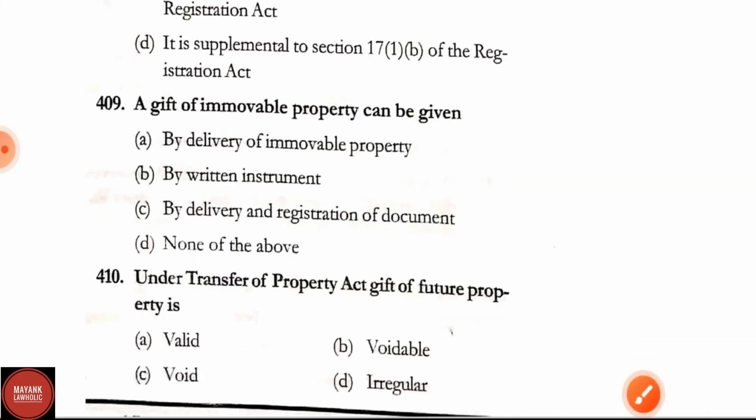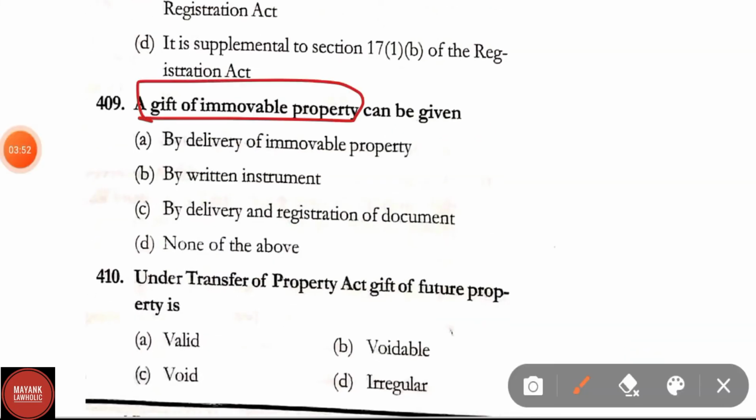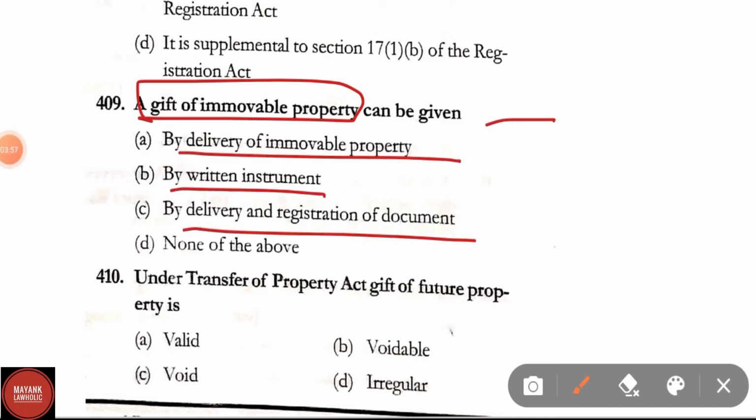Question number 409. A gift of immovable property can be given by: delivery of immovable property, by written statement, by delivery and registration of the document, none of the above. Correct answer is option C, by delivery and registration of the document.